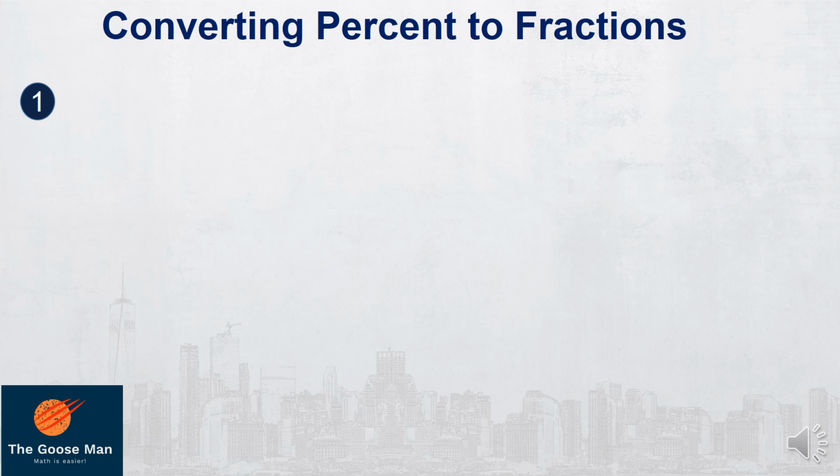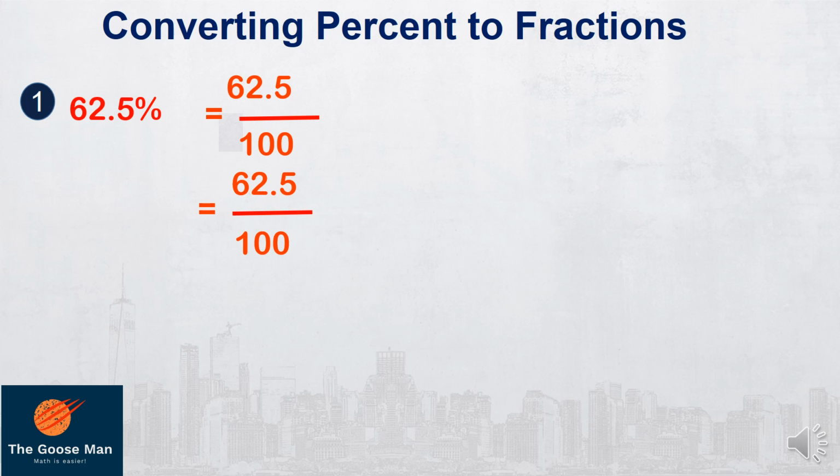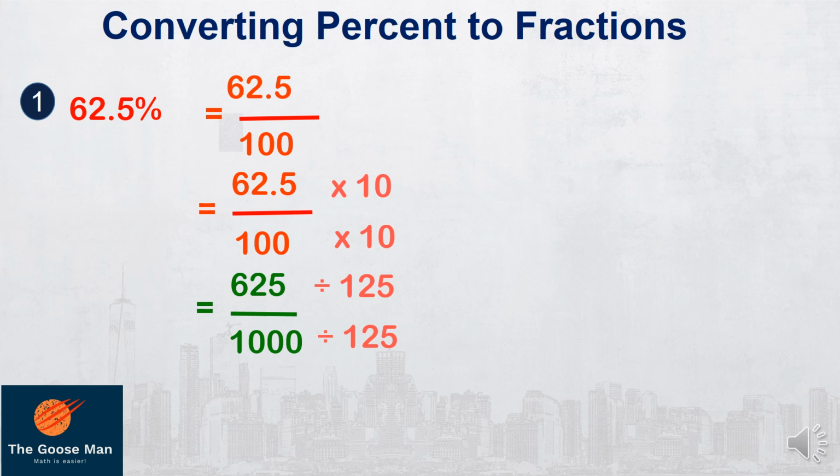Okay, so let's have some more examples. Say for instance, I have 62.5%. I can rewrite this as 62.5 all over 100. But I'll make the numerator and denominator whole numbers by multiplying both by 10. So I have 625 over 1000, and divide the numerator and denominator by 125. Therefore, 62.5% is the same as 5 over 8.